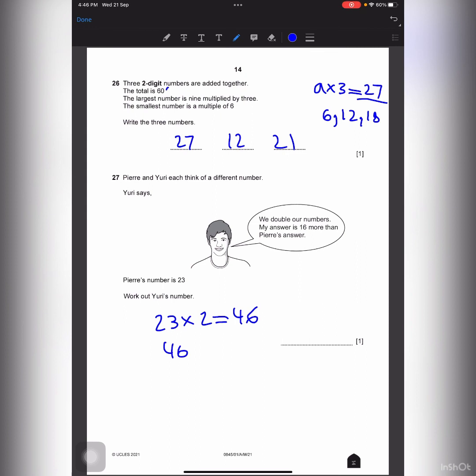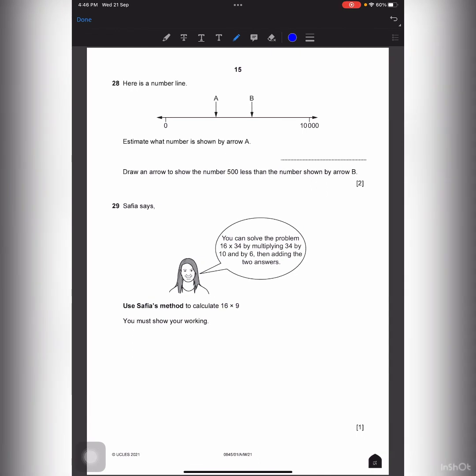So 46 plus 16, now we have to do that. So plus 16, 6 plus 6 is 12, 2 goes up there, and 4 plus 1 plus 1 is 6, so there. Now we get 62, and now we have to do 62 divided by 2, and our answer is 31. So we get 31 as our answer for this question.